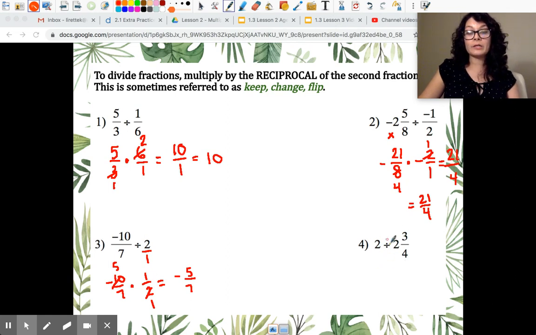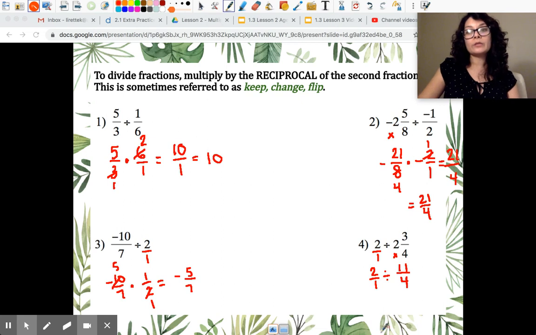Number 4, we've got a mixed number and an integer. So we've got to make a few more adjustments here. The integer turns into a fraction by putting it over 1. I'm going to multiply the 4 and the 2 to give me 8. 9, 10, 11 is what I get when I add the 3.